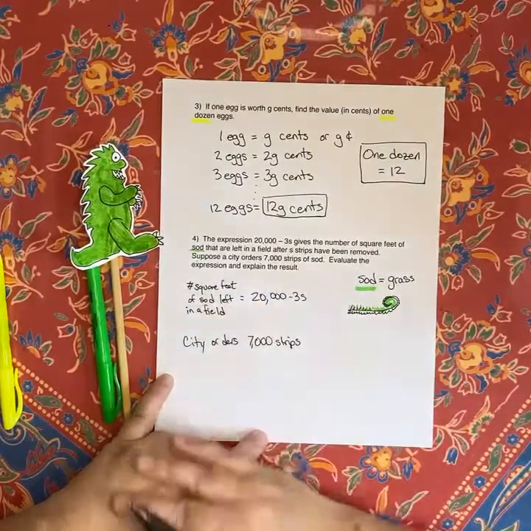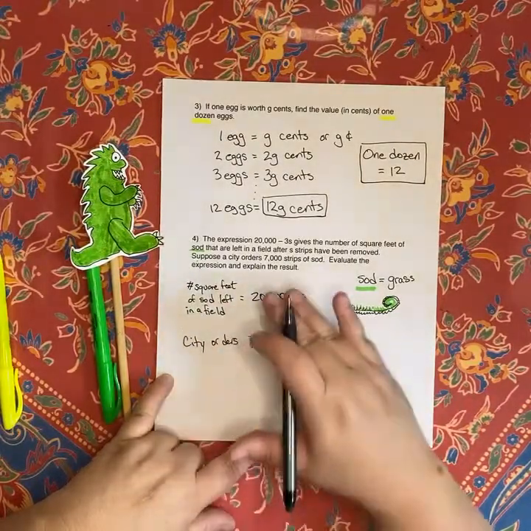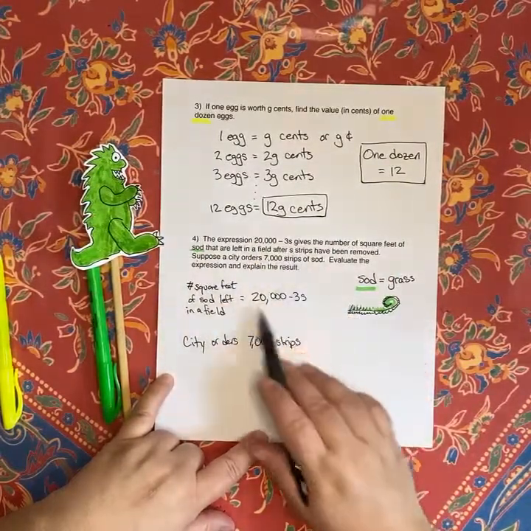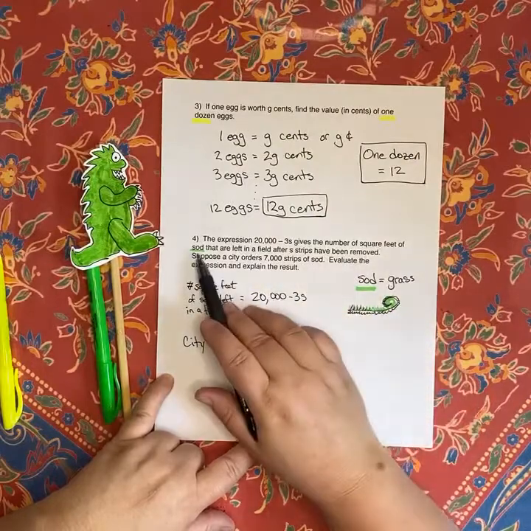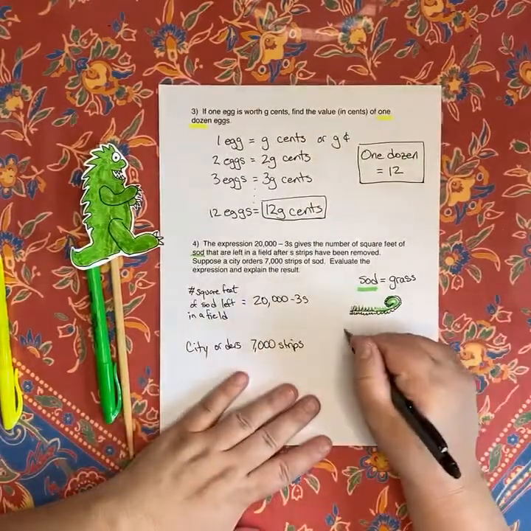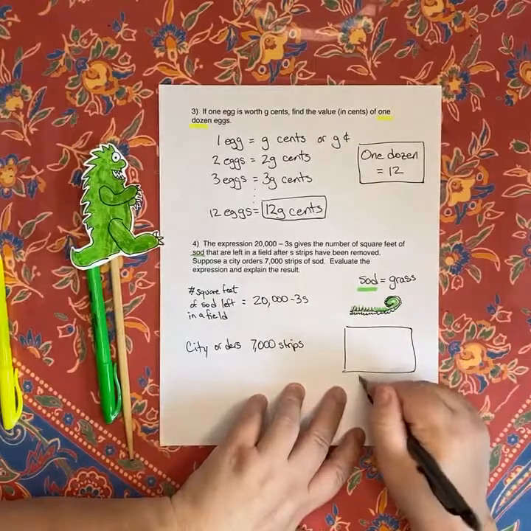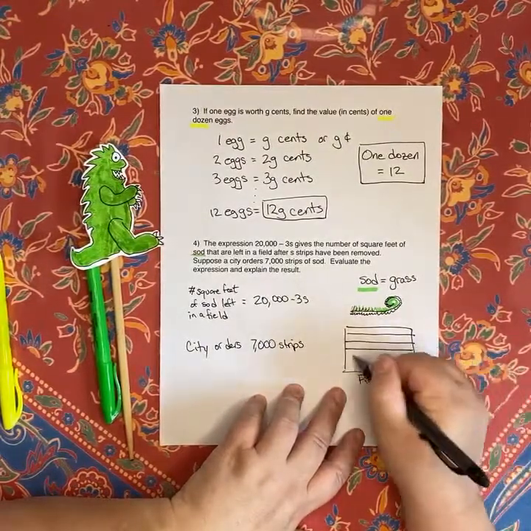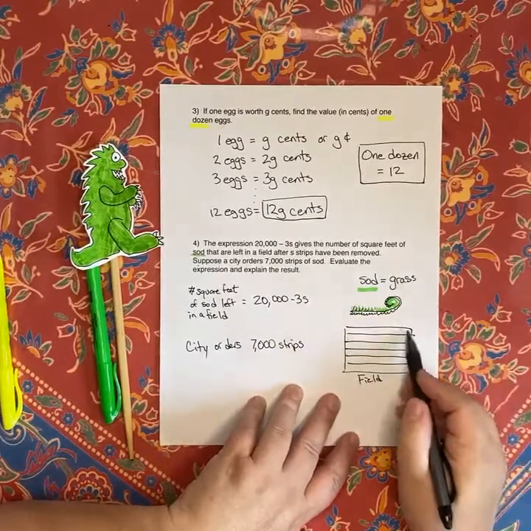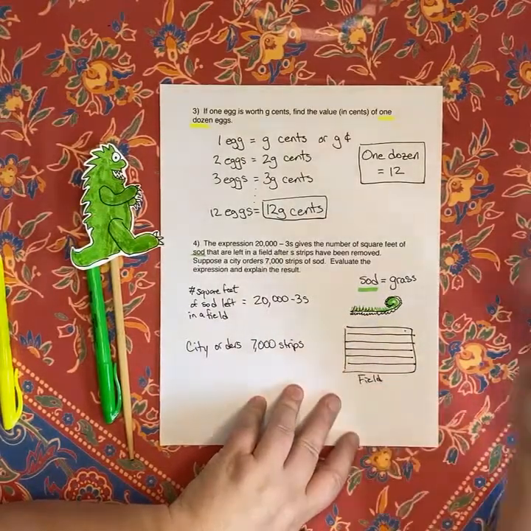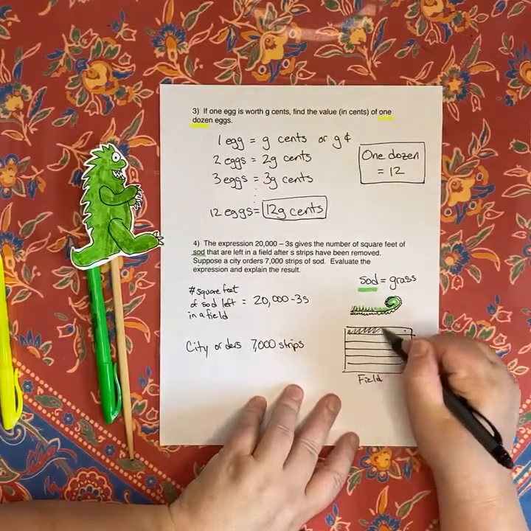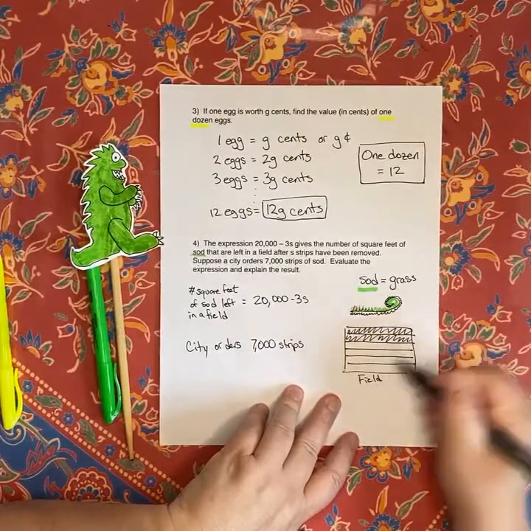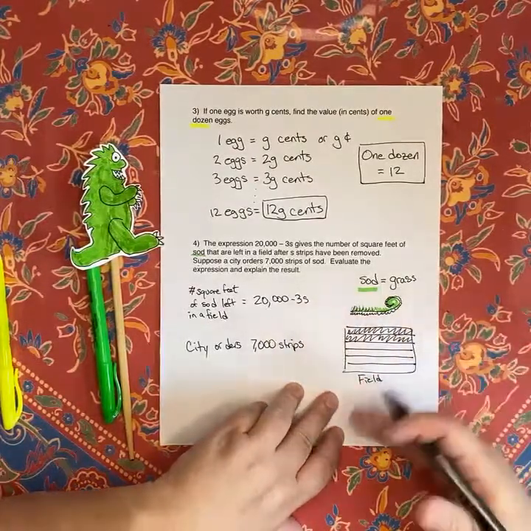Evaluate the expression and explain the result. Okay, so I took some notes, but I'm going to read it again. The expression 20,000 minus 3S, we got it right there, gives the number of square feet of sod that are left in a field. So we've got a field, and it's got sod in it, and they've basically been making strips of it, and they've been rolling them up and selling them, right? And then like this roll will be gone, and then they sell this one, and then this one's gone. So they've grown a bunch of grass, and they're just slowly selling off strips.